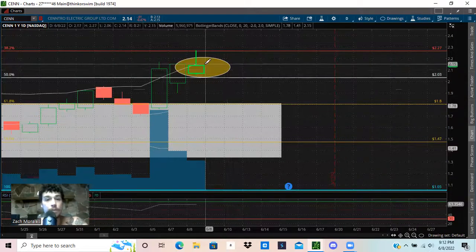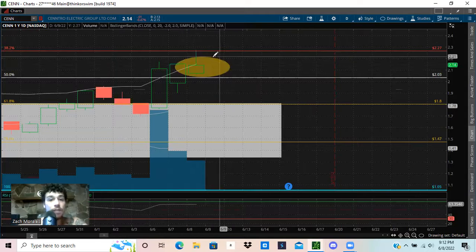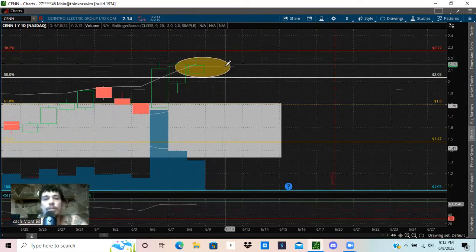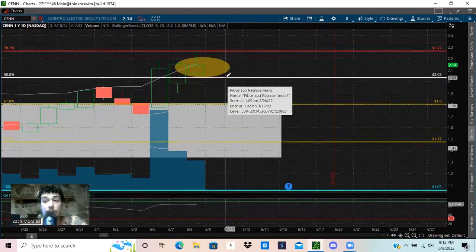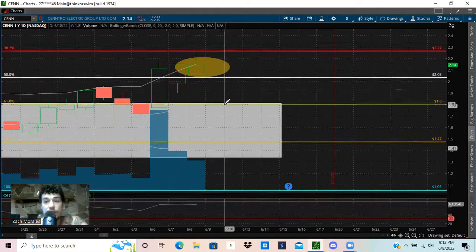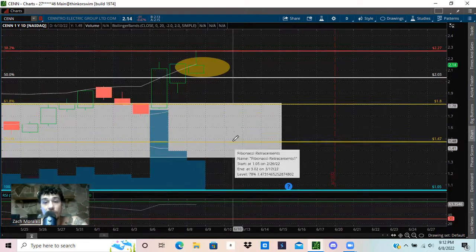So if you're in this play or you're looking to get into it, again, not financial advice, but you could get into it and set a stop loss below 203. Or depending on your risk tolerance, you could set a stop loss below 180 or 147. Again, that's your golden pocket.